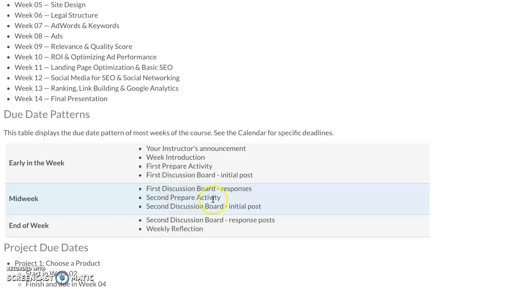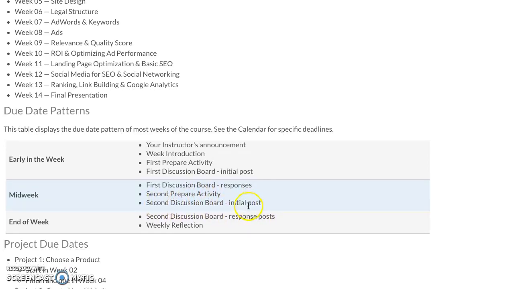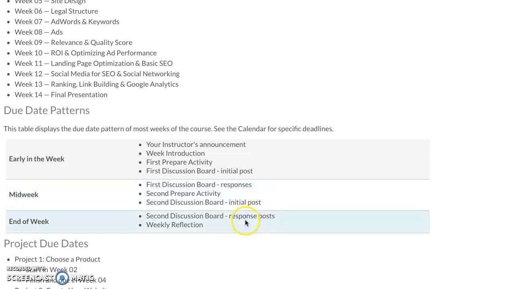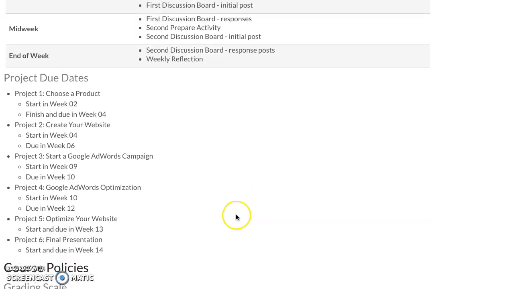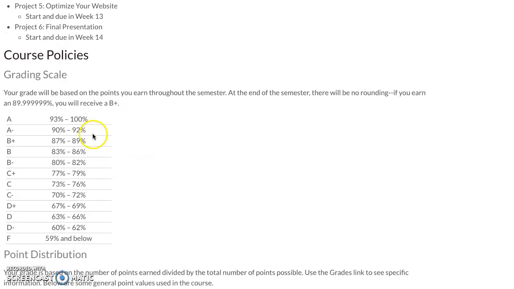When it says prepare activity, it means basically an assignment. And then you'll post on the second discussion board, do your initial post. And then at the end of the week, you'll respond to classmates and submit a weekly reflection. So you'll fall into this pattern pretty quickly. And then filtered throughout that are projects. I'll let you look through. We'll cover the project descriptions briefly later on, so I won't go through this.